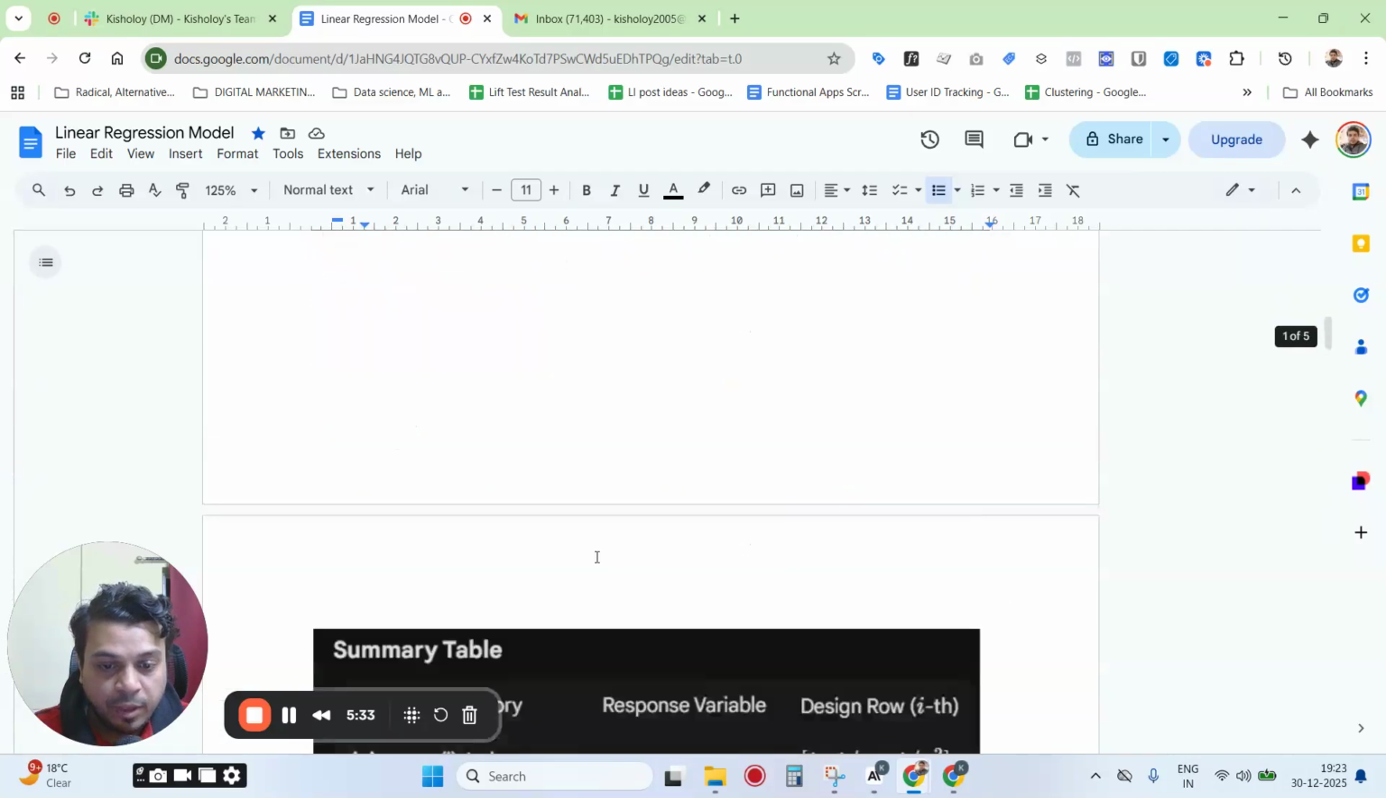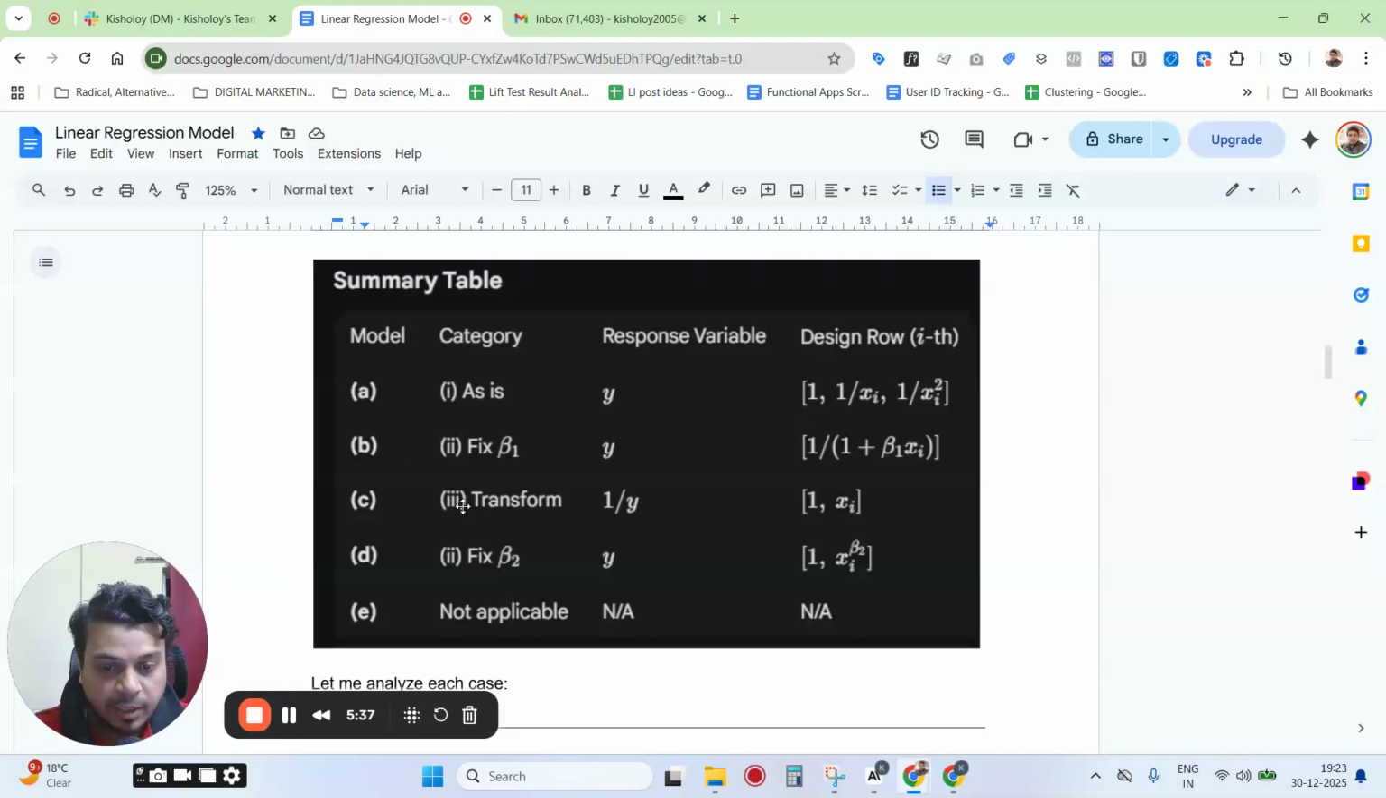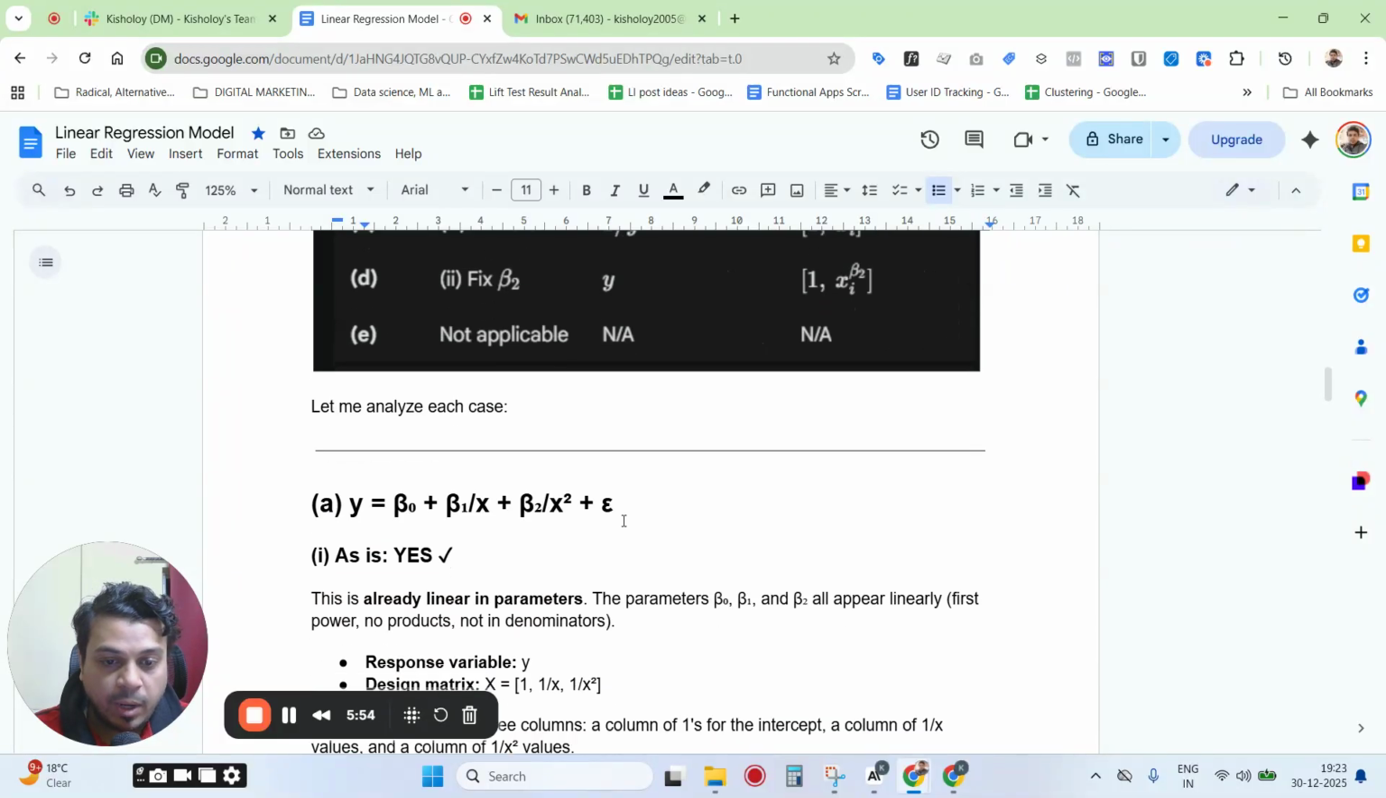Now, if we look at these three questions so far, this is the output that's been described here. As is, for the first one, the response remains y. The second one, you have to fix one of the parameters or coefficients as constant, and it still is y. And the third one, we saw we have to do the transformation by taking the reciprocal. Therefore, the response variable becomes 1 by y.